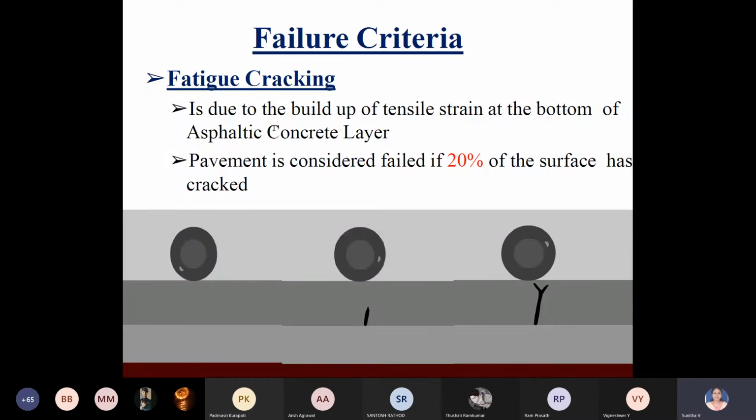Why this is important here is that on highways there are many vehicles, 2000 or 5000 vehicles running daily. So the repetition is more here. That's why you're checking for fatigue cracking here. And the pavement is considered failed if 20% of the total surface has cracked. If 20% of the surface cracks, it's declared that the pavement has failed.